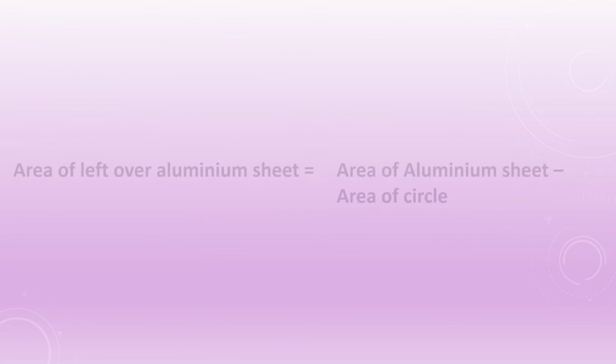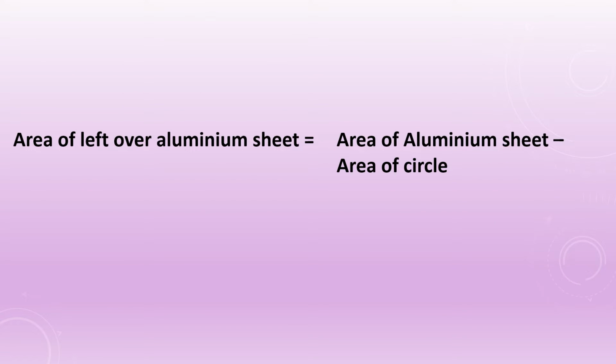Therefore, area of the leftover aluminium sheet equals area of aluminium sheet minus area of circle. That is 36 centimeter square minus 12.56 centimeter square. While subtracting, we get the answer as 23.44 centimeter square.